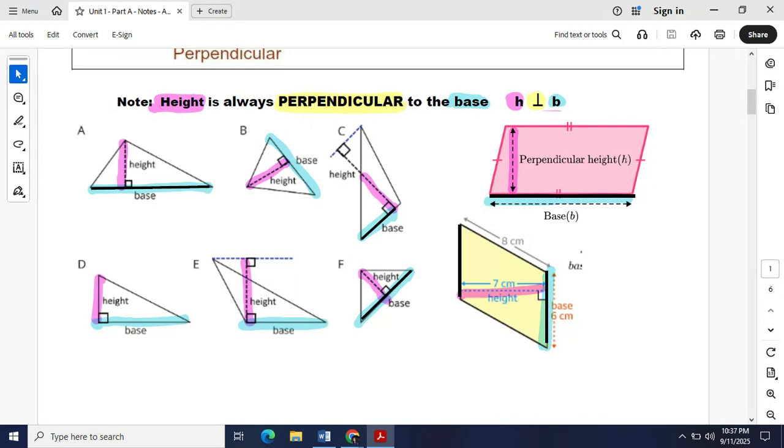If you look at this last polygon, the base is on the right. We talked about this where the height can be horizontal, which is across. So the base in the last one is 6 and the height is 7. And all you have to remember is that the height and base must be perpendicular to each other.